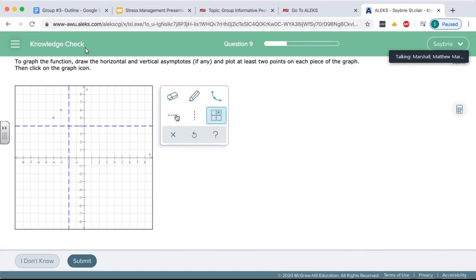What happens if you have that little curvy line? Does anything happen there? Alright, let's not plot it yet.